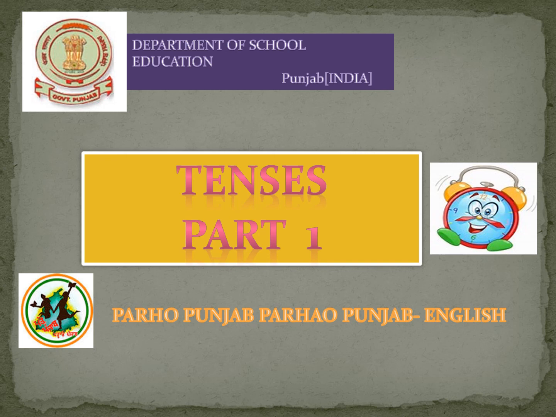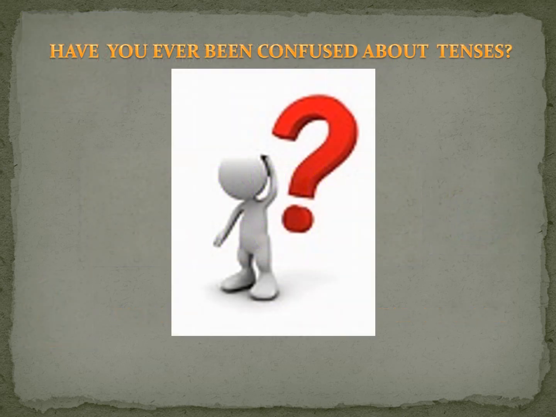Today, I'll be giving you a basic overview of the tenses. We shall be doing this in 3 parts. Today is the part 1. Can we go and played with friends? Students, this is the incorrect tense. Have you ever been confused about tenses? Let me try to clear your confusion.